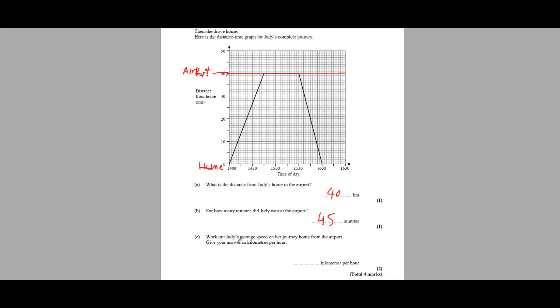Work out Jody's average speed on her journey home from the airport. Give your answer in kilometer per hour. So the average speed of the whole journey formula is total distance over total time. The total distance is 40 km from home to the airport and 40 km from airport to home. So 40, 40, 80 km. The total distance is 80 km, divided by how much time? 14 to 16, 2 hours. It is a 2 hour journey. So it is 40 km per hour.